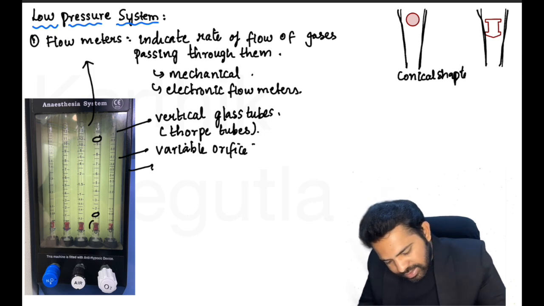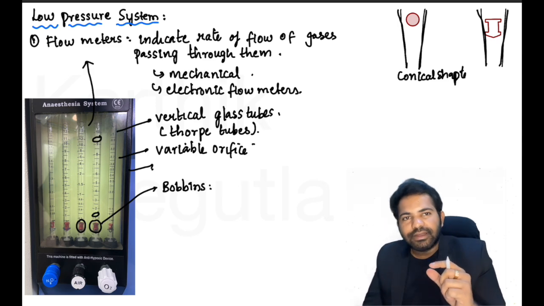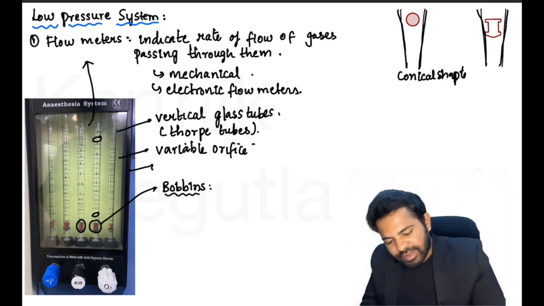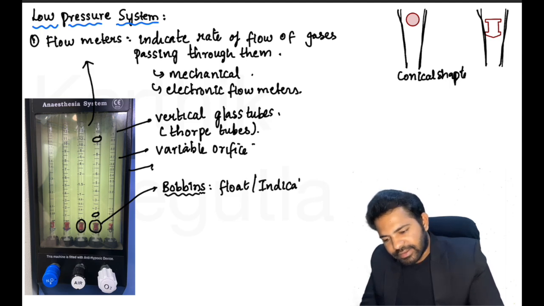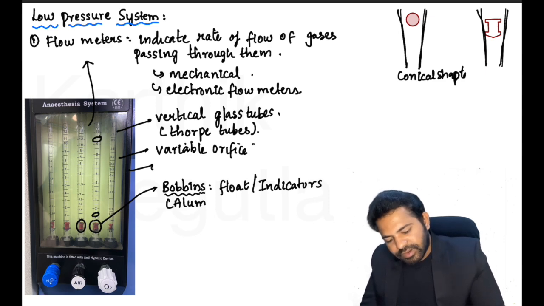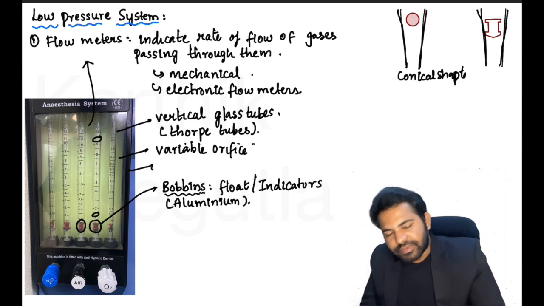And these small brownish red things are known as bobbins, and these bobbins will indicate the flow at which the gases are passing through the Dorsch tubes. So these bobbins are also known as float or an indicator. Clear? They are made up of aluminium to keep them lightweight.